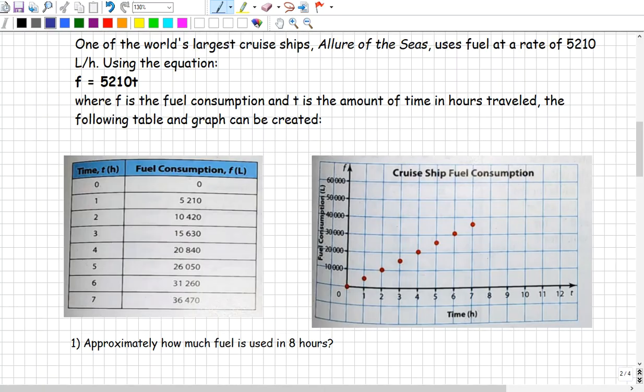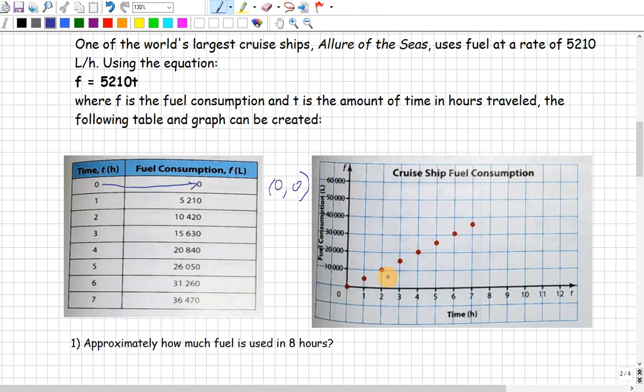This is taken straight from your book. We have the amount of time going up from 0 all the way to 7. At time 0, the amount of fuel used is 0, of course. On the graph, that corresponds to the point way at the bottom, (0, 0). This point is, in fact, the origin. We have the next point at (1, 5,210), and so on. 2 at 10,420, roughly.